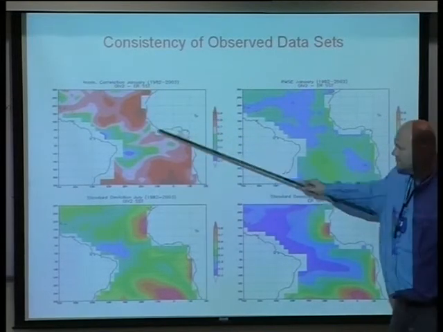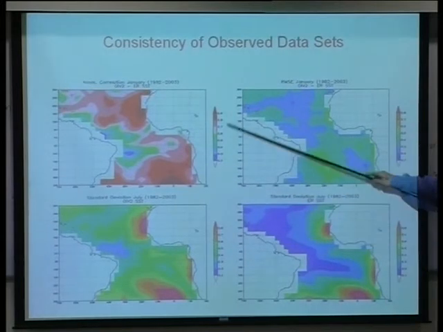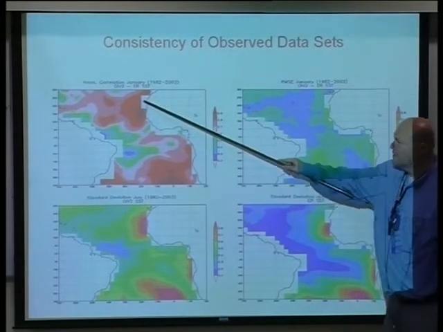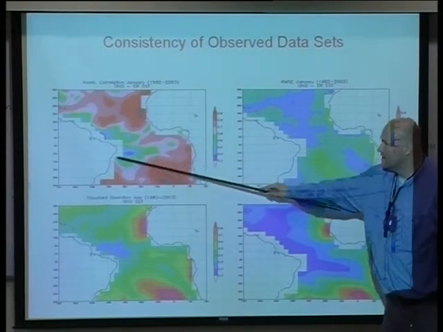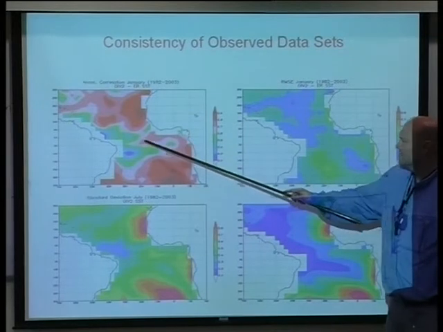So if you correlate these two, this is what it looks like. This is the scale here. There are some places where the correlation is pretty good, 0.7, 0.8. But right along the equator, for instance, it can be pretty low. It can be down to 0.3 or 0.2.